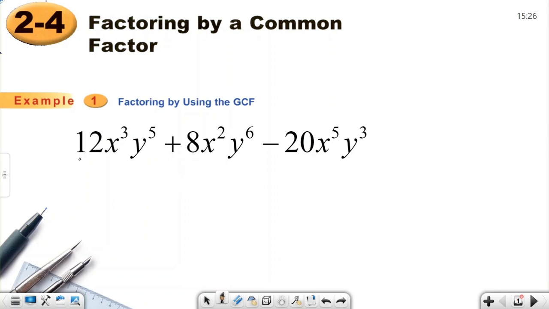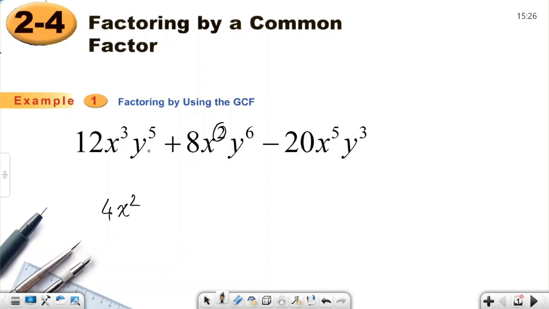The coefficients are 12, 8 and negative 20. So the greatest common factor is 4, and I'm going to keep this 4 here. Then x cubed, x squared, x to the power of 5. When we talk about variables with powers, the greatest common factor is always the variable with the smallest power. So x squared, I'm going to write here x squared.